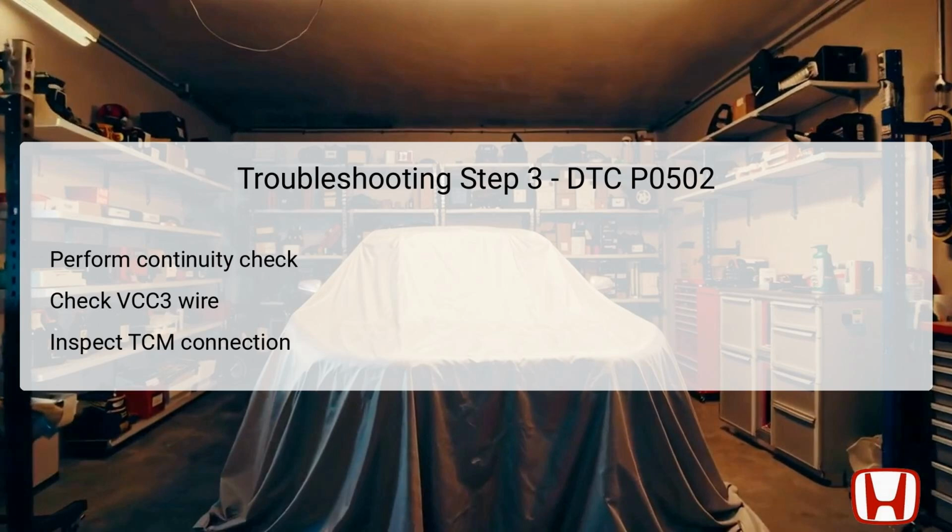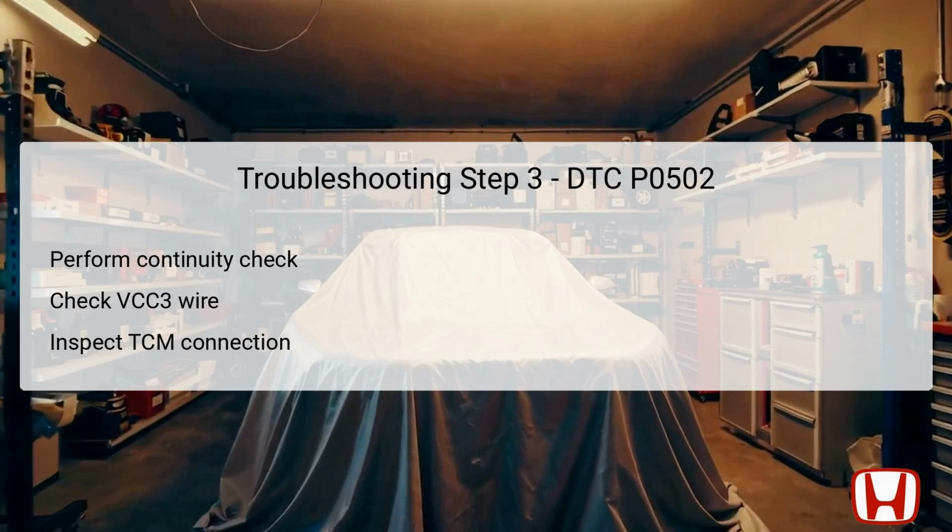The first point is terminal number 3 of the CVT speed sensor connector, while the second point is terminal number 41 from the TCM connector. Checking continuity is crucial to determine whether the VCC3 wire has any breaks along its length. If continuity is successful, the VCC3 wire is deemed functional, and inspection should then turn to the TCM, possibly referencing authorized service information for further diagnostics.